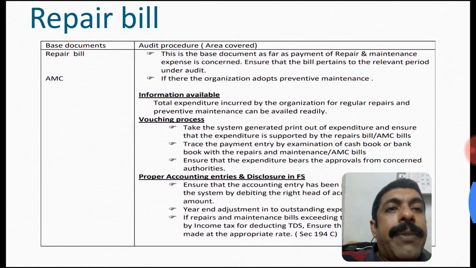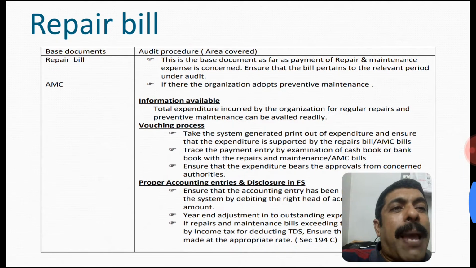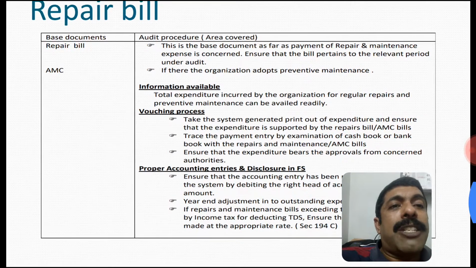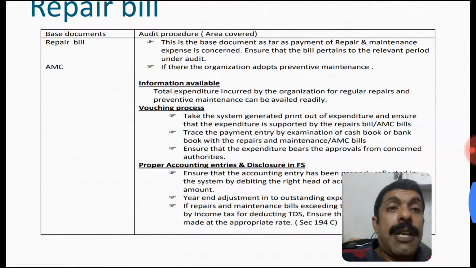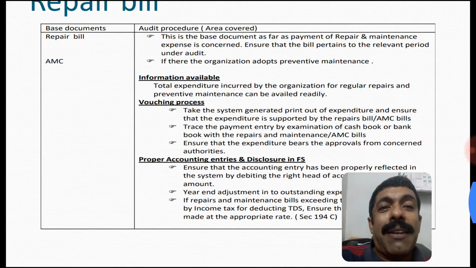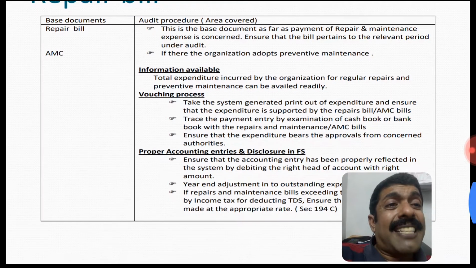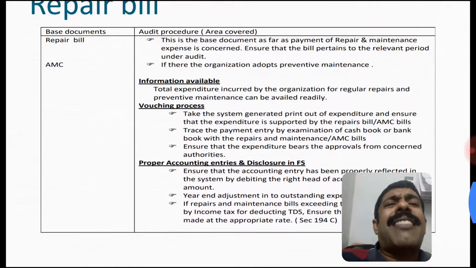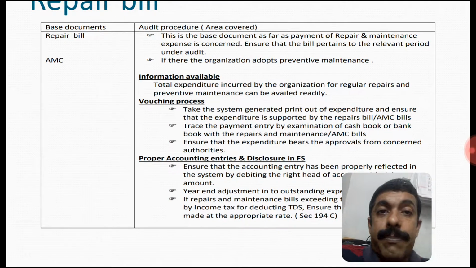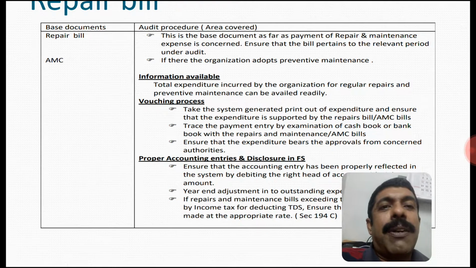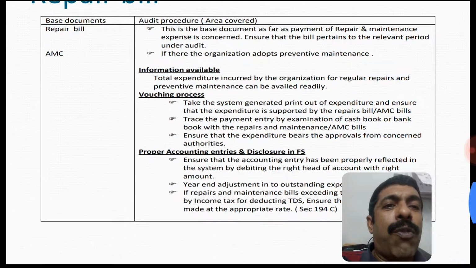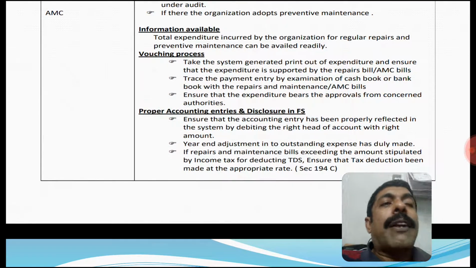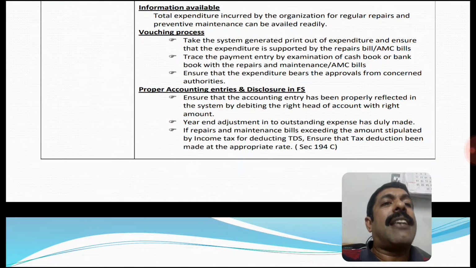Repair bill. This is the base document as far as the payment of repair and maintenance expense is concerned. Ensure that the bills pertain to the relevant period under audit. It should not bear any previous year bill. AMC: if the organization adopts preventive maintenance, then check the AMC contract. If you check this document, whether electricity or repair, some information is available. By checking the repair bill, what information will be available? Total expenditure incurred by the organization for the year for regular repair and preventive maintenance can be readily available.